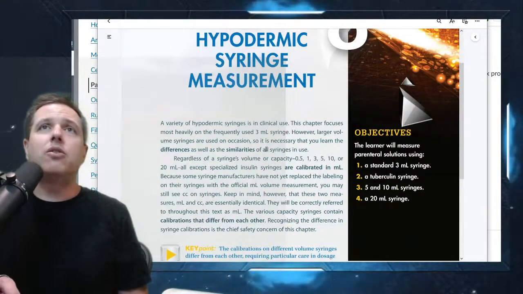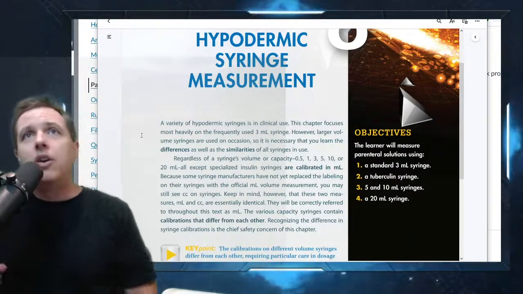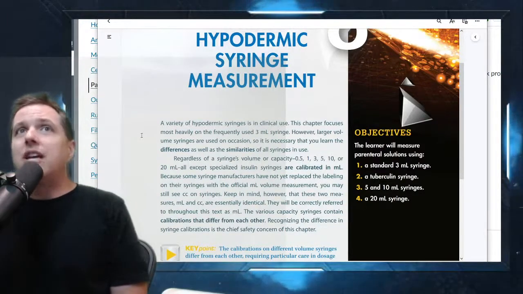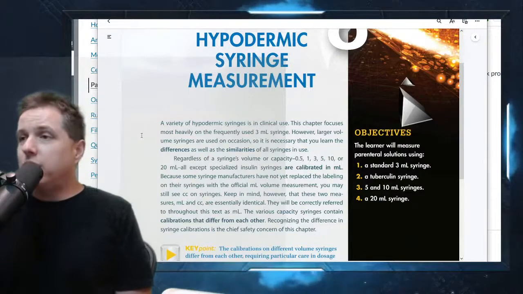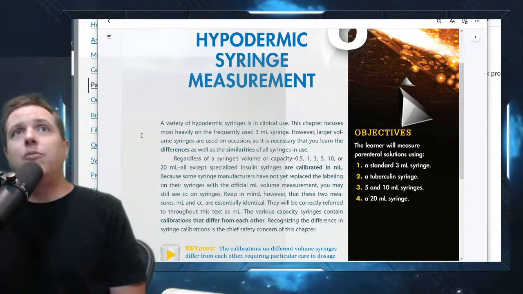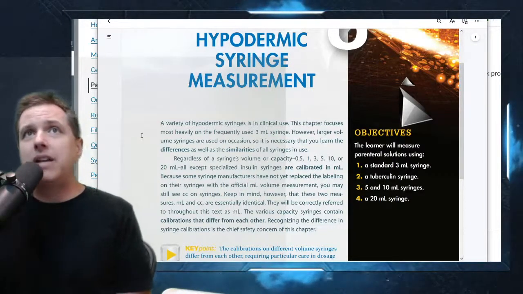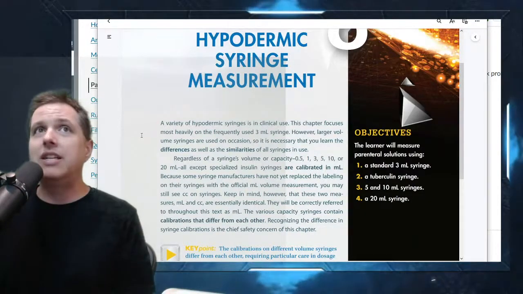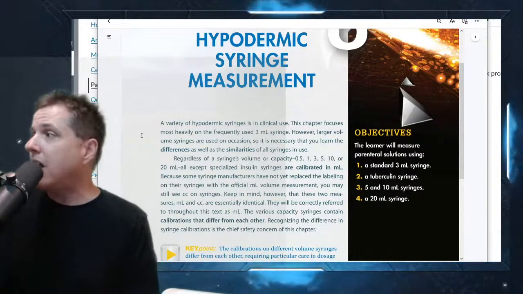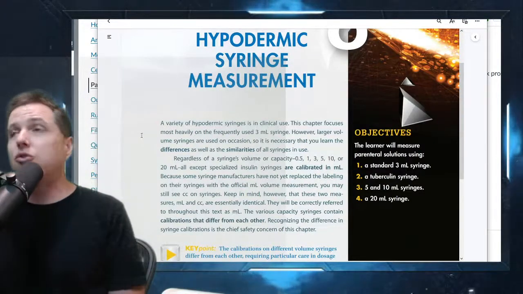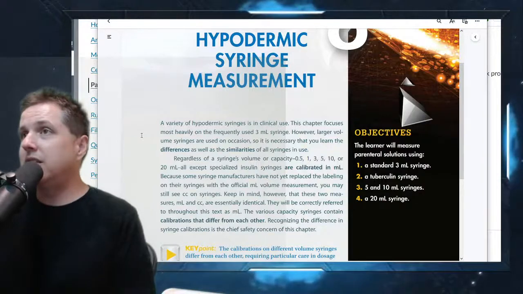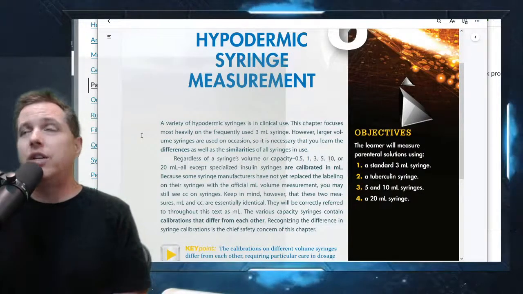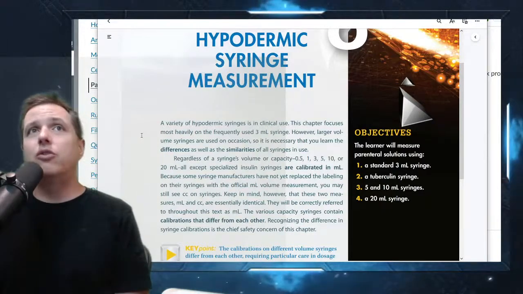Let's see. So a couple of things. You're going to have to learn the differences as well as similarities of the syringes that are in use. And then regardless of the syringe's volume or capacity, so there's different capacity syringes depending on the type of medicine that's being administered. And we'll talk about that. How are you supposed to pick the right syringe? And, being that this is a math class, it all comes down to math, right? And just making logical, reasonable choices along the way.